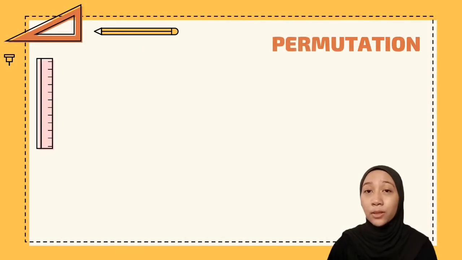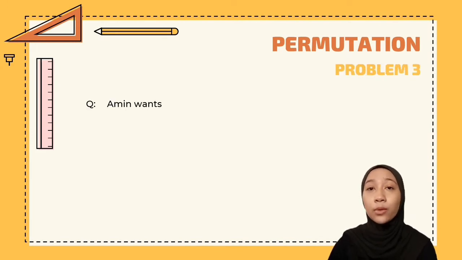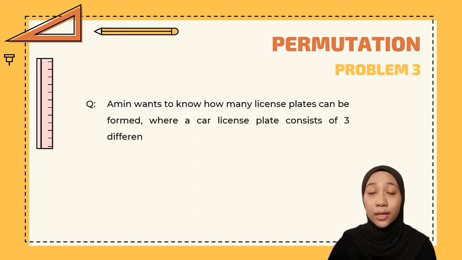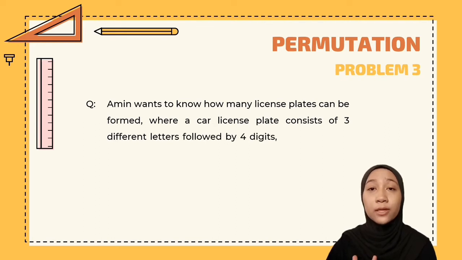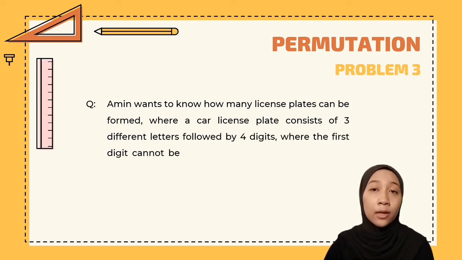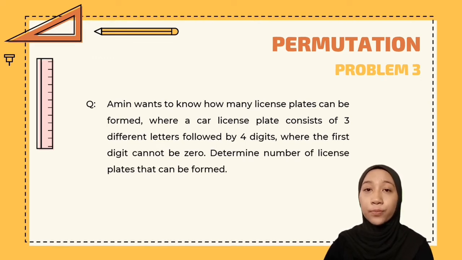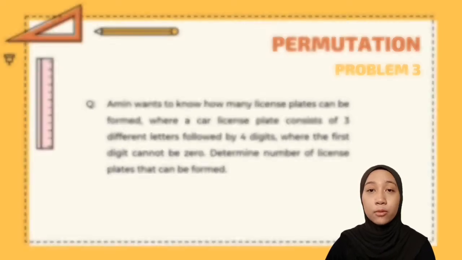The last problem for permutation. The situation is where Amin wants to know how many license plates can be formed. A car license plate consists of 3 different letters followed by 4 digits, where the first digit cannot be 0. Determine the number of license plates that can be formed.